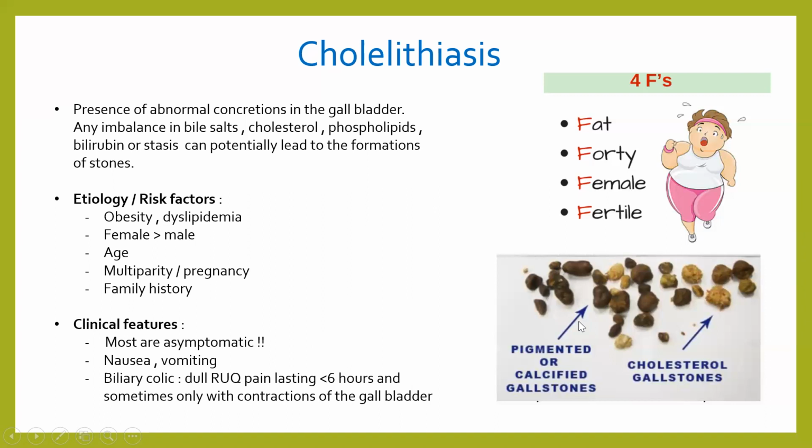And here on this side, you can see the pigmented stones are usually the case where the bilirubin is high. And calcified stones, if there are any changes in pH, it can lead to the precipitation of calcium from bile and lead to calcified stones. Cholesterol gallstones here are because of increased level of cholesterol in bile.